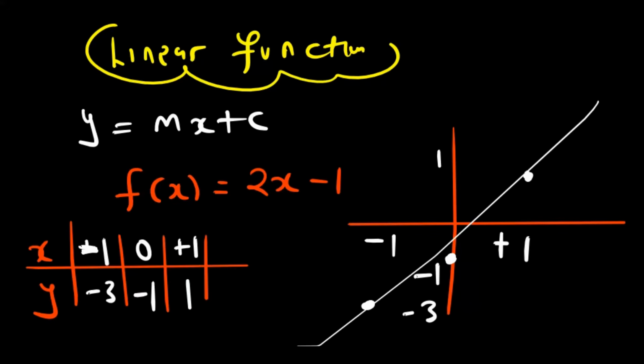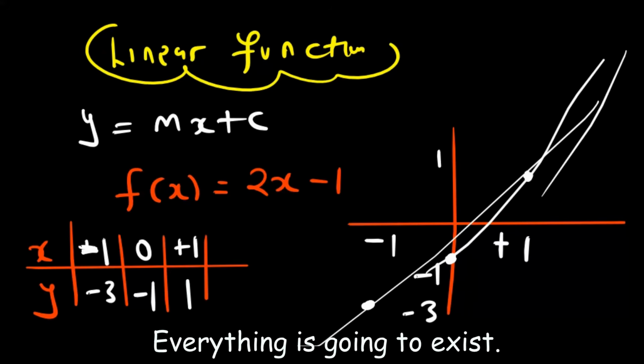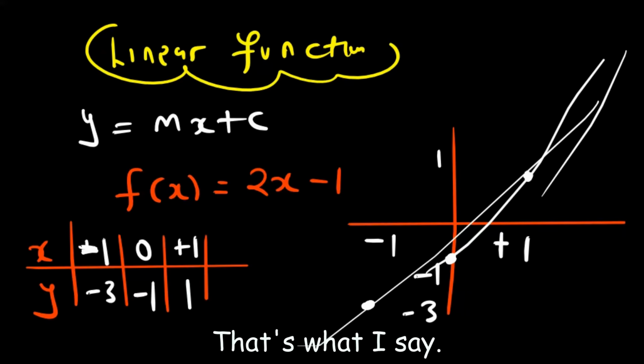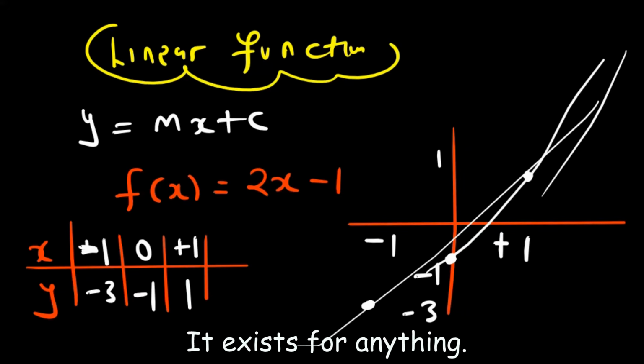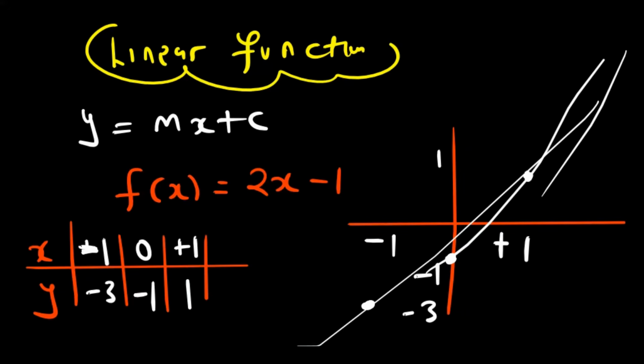On a straight line, everything exists. All the y values are existing, all the x values are existing. In this case, you're getting all the numbers. You're not leaving anything because it's a straight line. So you join all the points, it's just going to be going in that direction. Everything is going to exist. That's why I'm saying it exists for anything.